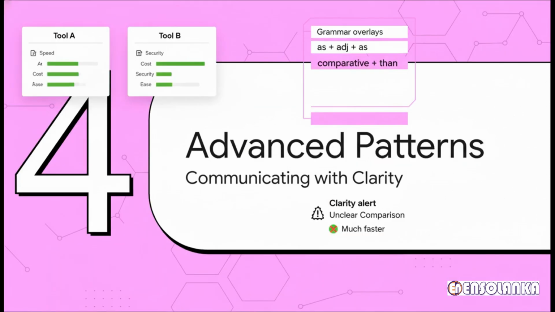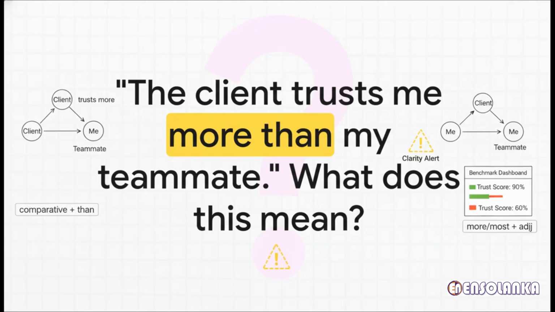All right, let's level up. I've personally seen entire projects get stalled because of one single ambiguous sentence in a report. So let's talk about how you get total clarity and avoid those really expensive mistakes. So check this out. The client trusts me more than my teammate. Seems pretty simple, right? But what does it actually mean? Are we saying the client trusts you more than they trust your teammate? Or are we saying the client trusts you more than your teammate trusts you? See? That little bit of confusion is a landmine in a professional email.